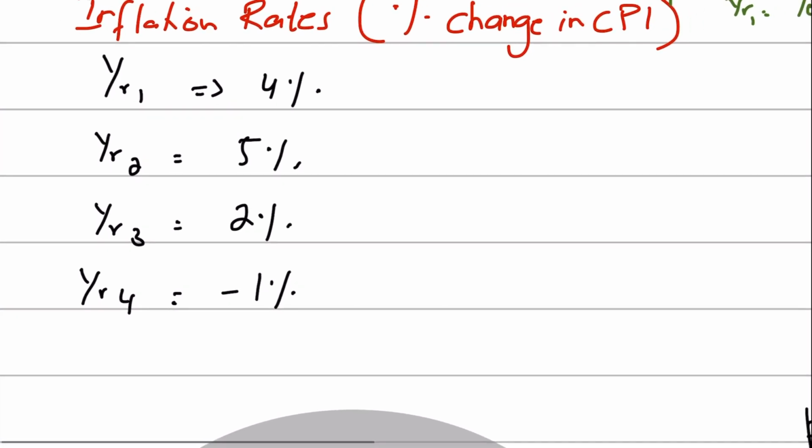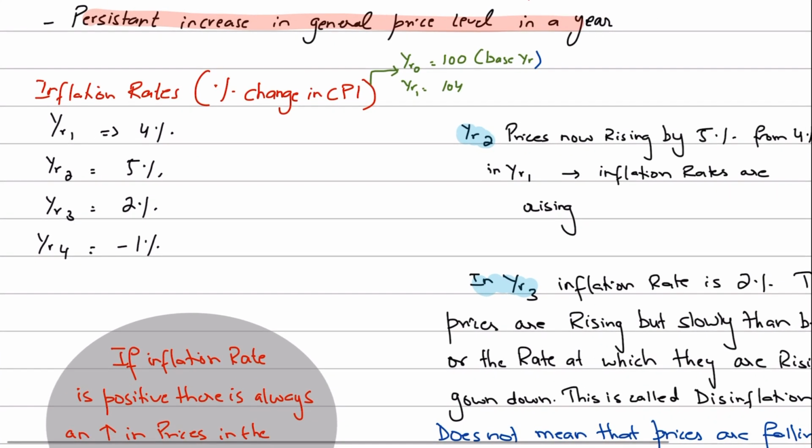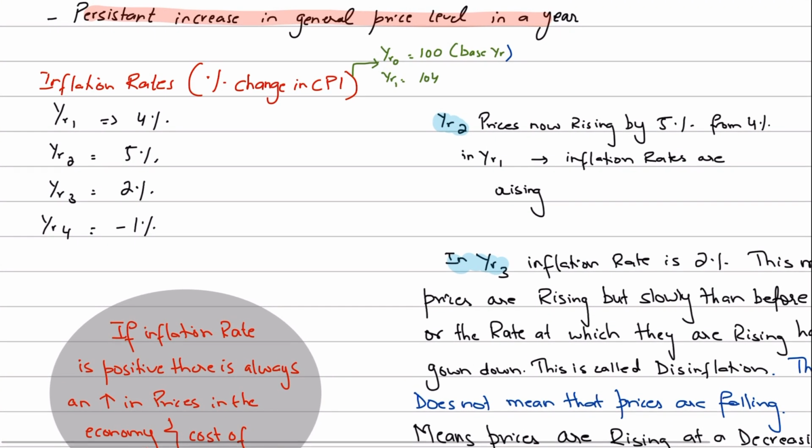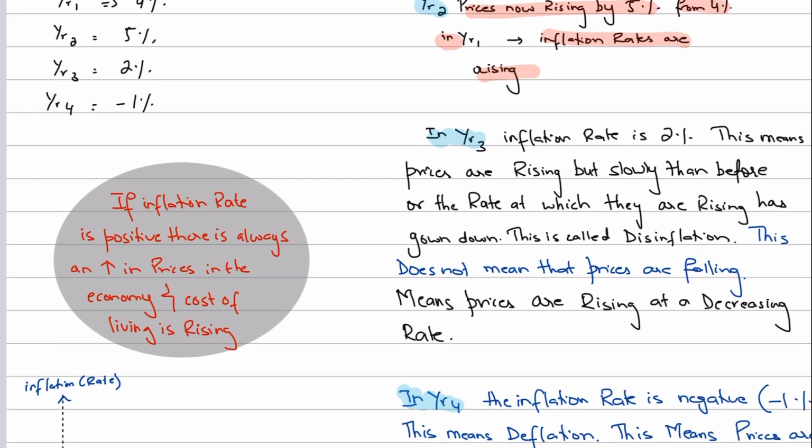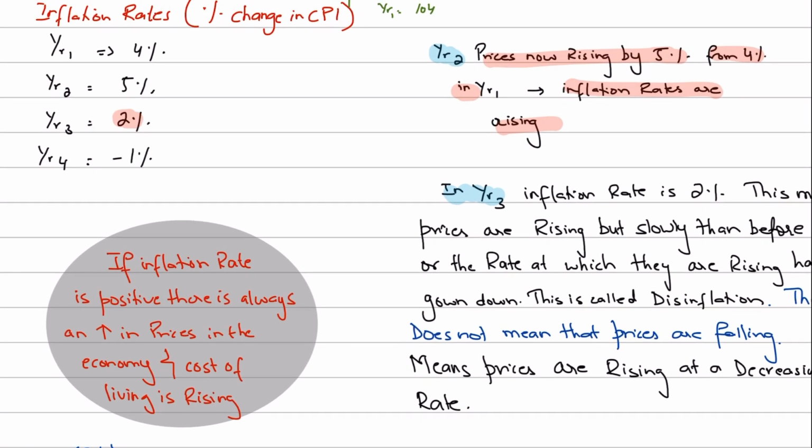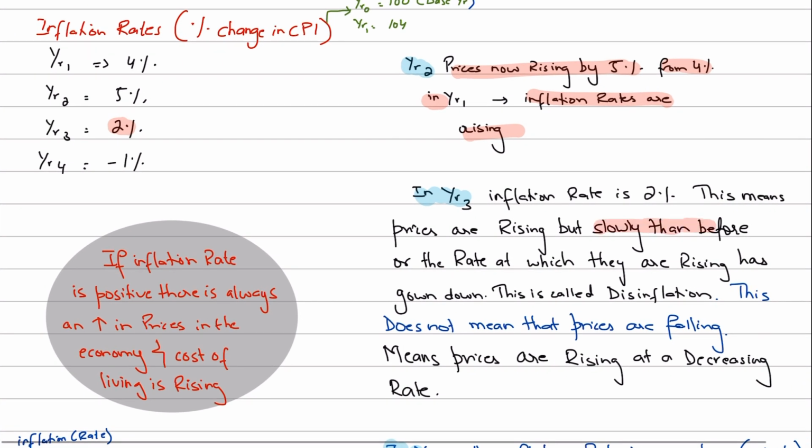But in year 3 we do have inflation, because prices are rising in year 3 as well, by 2%, but the rate has gone down. In year 2 they were rising by 5%, but in year 3 they are now rising by 2%. So in year 3 there is disinflation. Disinflation means there is inflation, prices are rising but at a falling rate, and that is exactly what I've written over here as well: in year 2 prices are rising by 5% from 4% in year 1, which means inflation rates are rising in year 2, while in year 3 the inflation rate is 2%, which simply means that prices are rising, but more slowly than before.